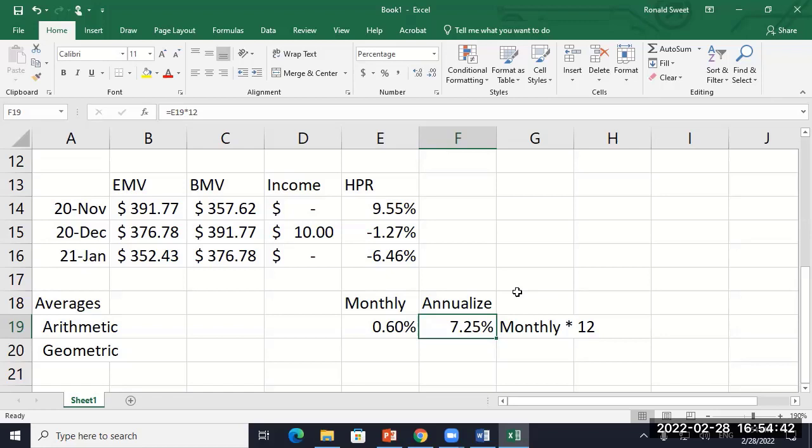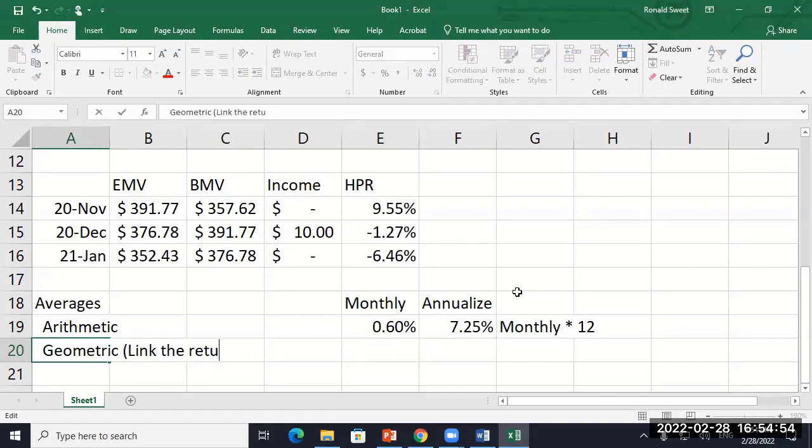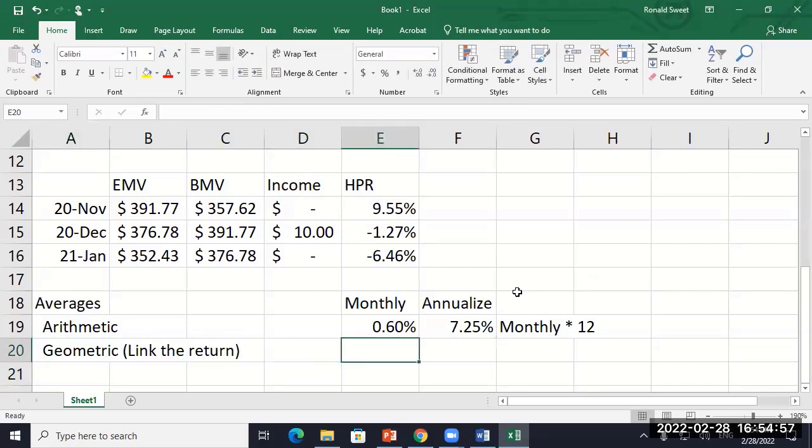Can we annualize these returns? Yes, under certain circumstances. Now, geometric is a little more difficult. What we're going to do with geometric is link the returns. By linking, we say, okay, let's say you have $1 and we invest it in Walmart. What would we have at the end of the month? We have $1 and we'll make 9.55%. We'll end up at the end of the month with $1.0955. So that's what we have at the end of November.